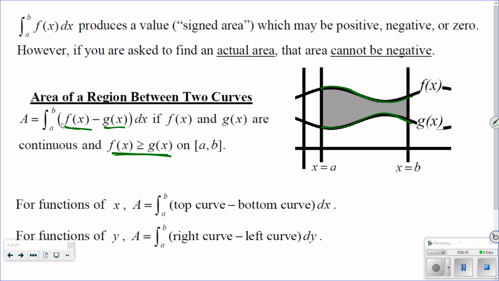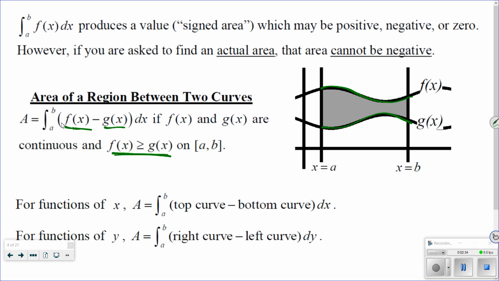Now, that's a little confusing because we said when you take a definite integral, you get the signed area. If it's above the x-axis, it's positive. If it's below the x-axis, it's negative. We're not asking you to find a definite integral here. We're asking you to find the area. So if I ask you just to find the area, it's got to be positive. Area is always positive, so these answers should always come out positive.